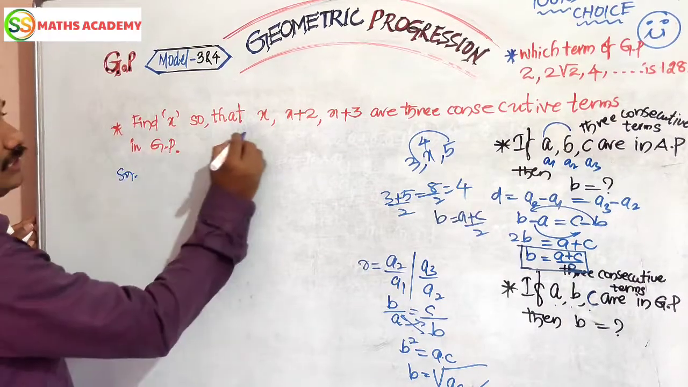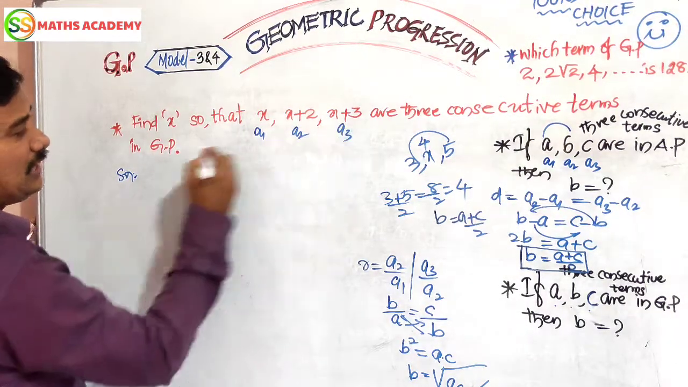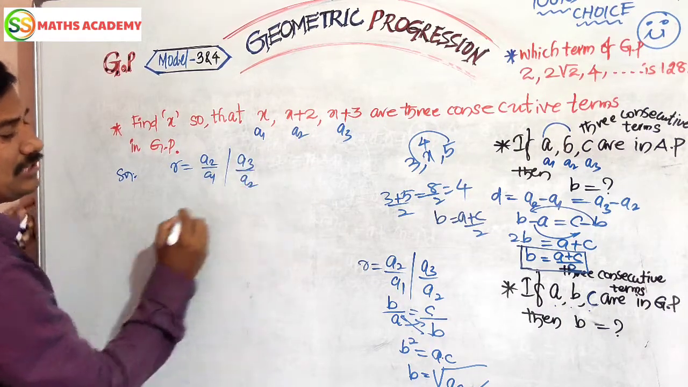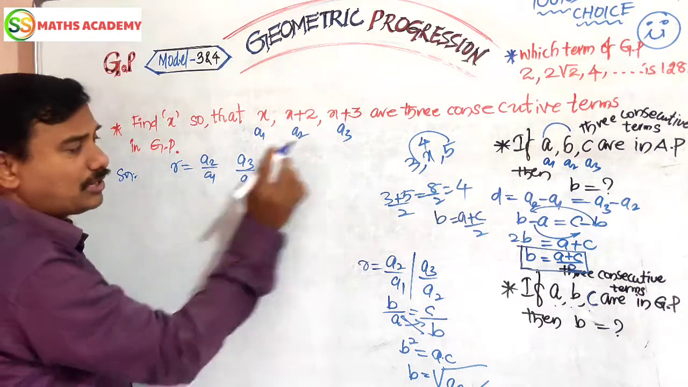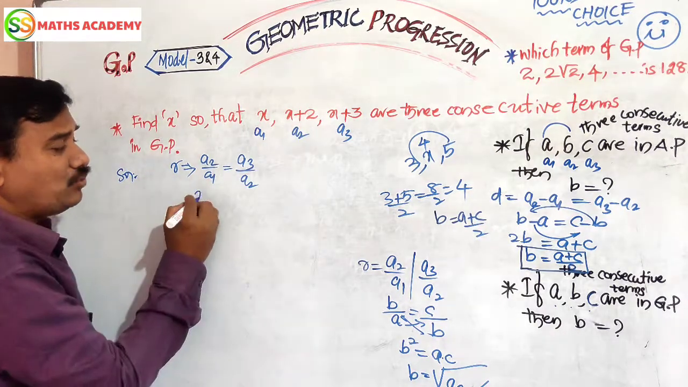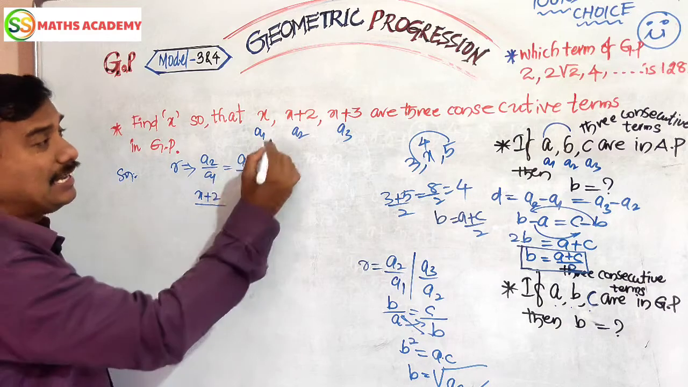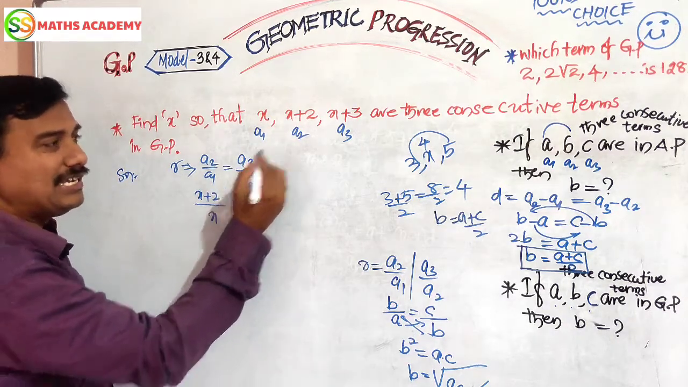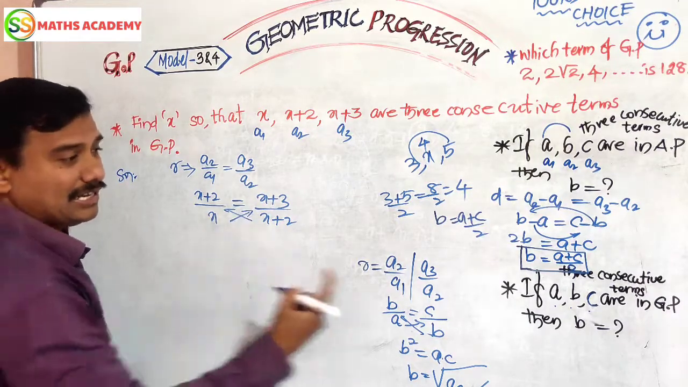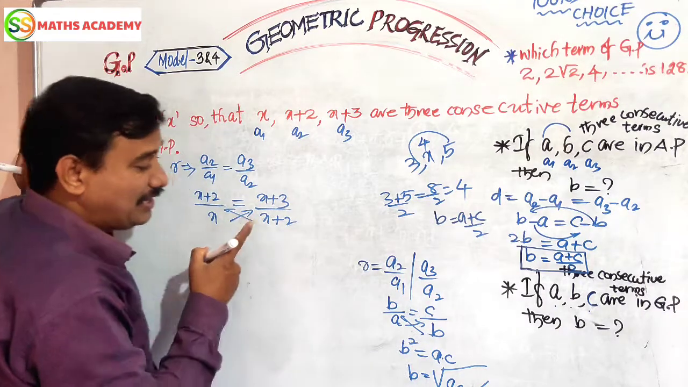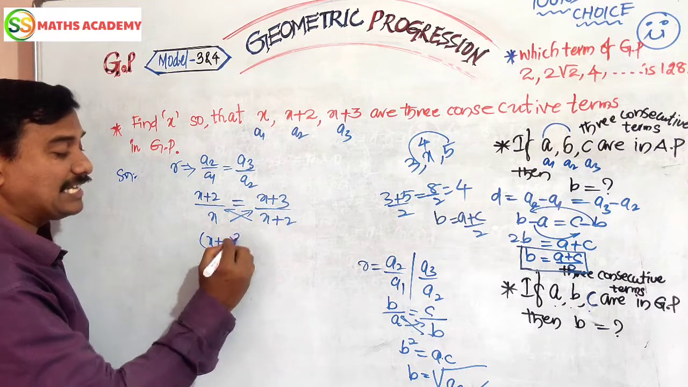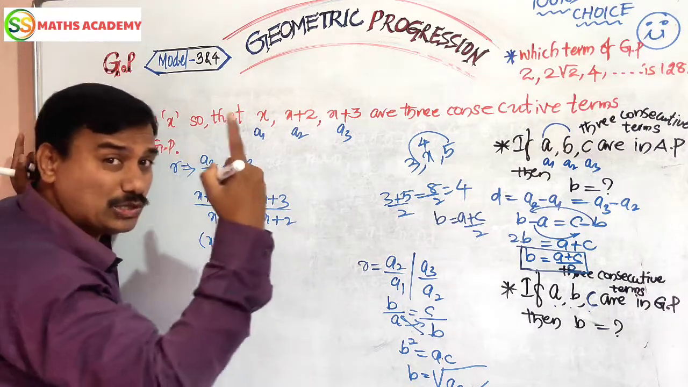Now this is A1, this is A2, this is A3. Our ratio is A2 by A1 or A3 by A2. When any three consecutive terms are there, we equalize these two ratios, then we will get the x value. What is the A2 value? X plus 2. What is the A1 value? You are right, x only. What is A3? X plus 3, and A2 is x plus 2. Now do cross multiplication. Here the two terms must be similar. So x plus 2 into x plus 2, and x into x plus 3. Like that, x plus 2 into x plus 2 is x plus 2 whole square.